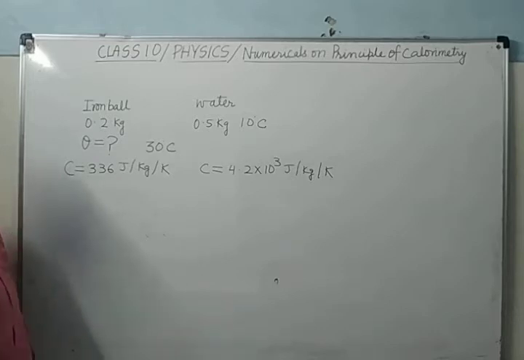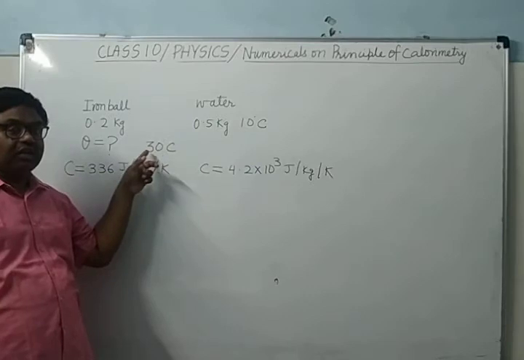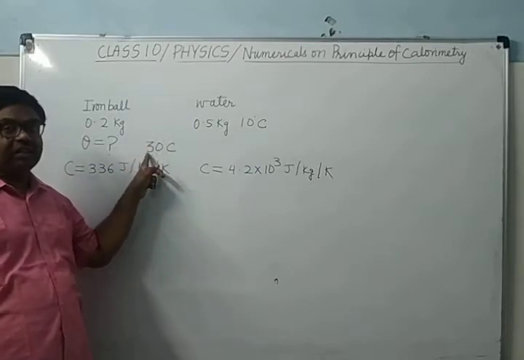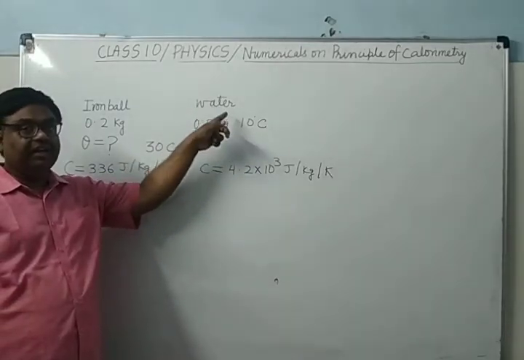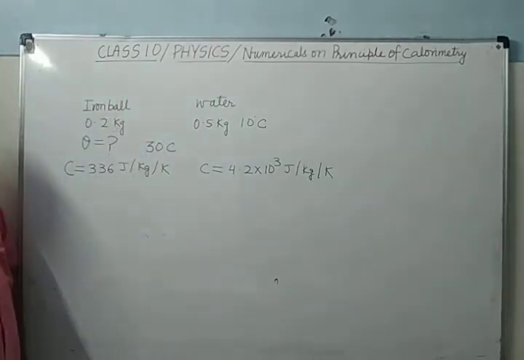You can see this is a hot iron ball and that is water at 10 degrees Celsius. So in the question it is very clear that the iron is at a higher temperature. Looking at it the other way, the water's temperature was 10 degrees Celsius and it increased to 30 degrees Celsius. This means the water has gained heat energy, and the iron ball has lost heat energy. It's clear.